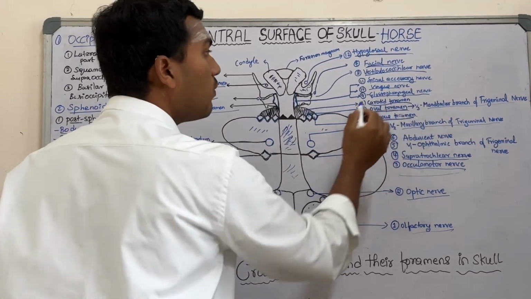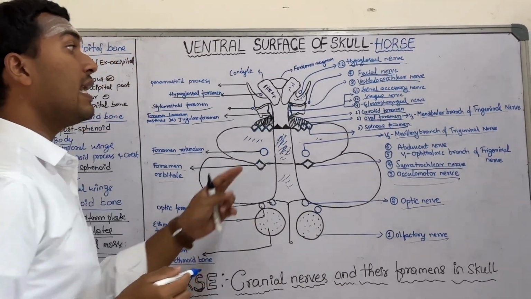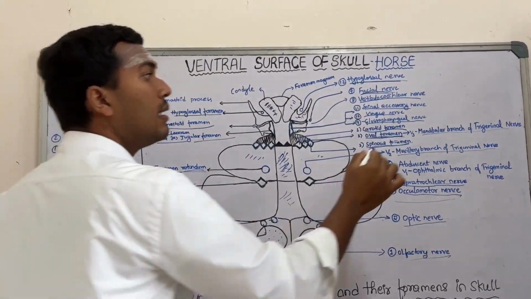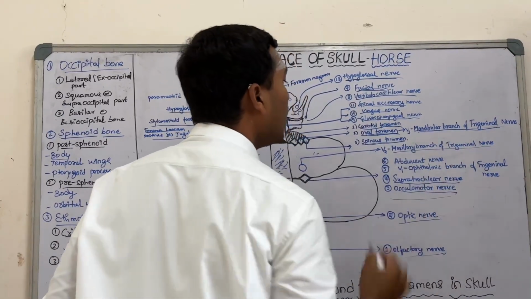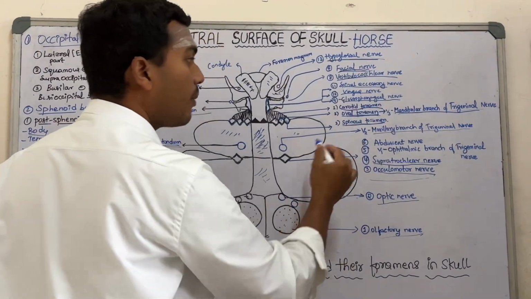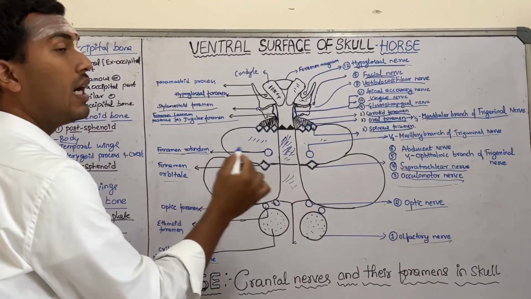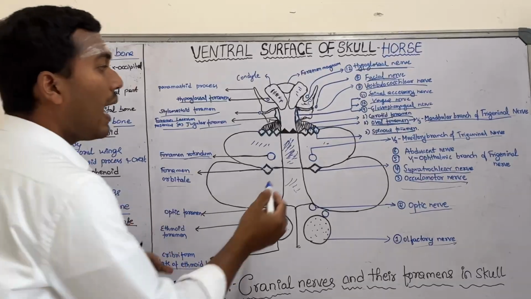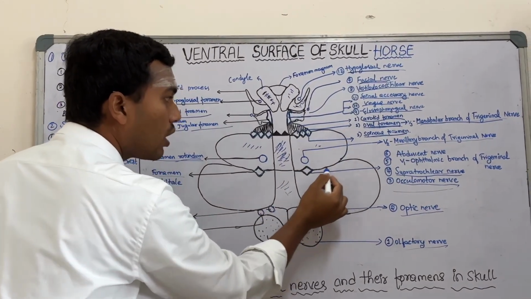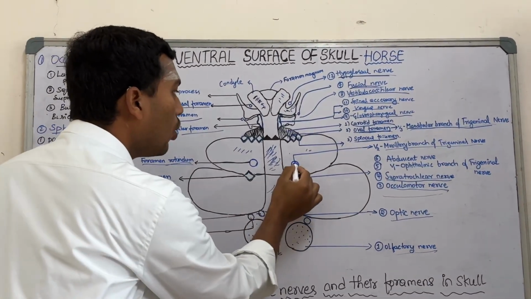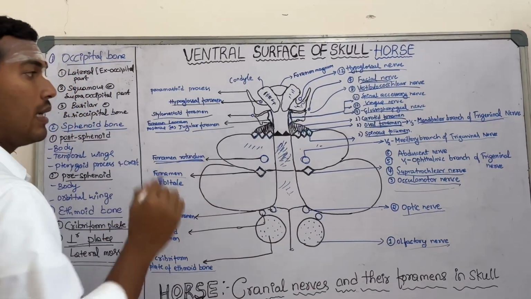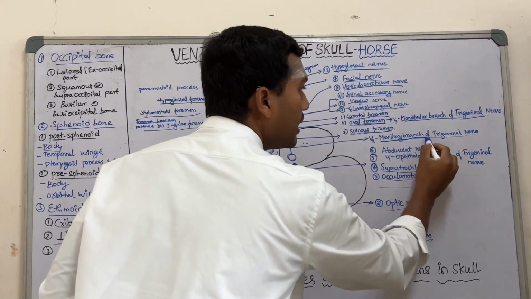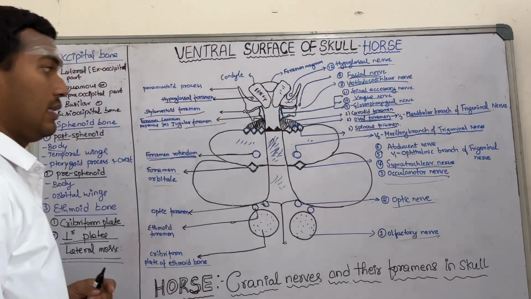Through the carotid foramen, the internal maxillary artery comes. Through the foramen ovale, as in cattle, the mandibular branch of the trigeminal nerve emerges. Through the spinous foramen, the middle meningeal artery comes. Coming to the next foramen, anterior to the temporal wing, we get the foramen rotundum, through which the maxillary branch, the second branch of the trigeminal nerve, emerges.